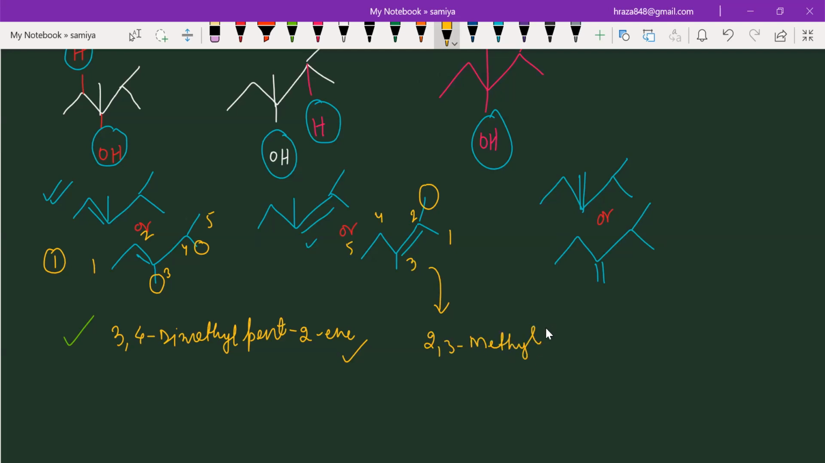Are you getting my points? Yes, sir. 2,3 methyl, then come to the parent chain. How many carbons are there? Pent. And where is the position of the double bond? 2, pent-2-ene. Can you name this, Rim? Do you have any confusion or problem in nomenclature?